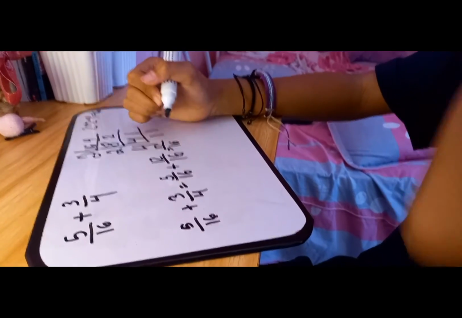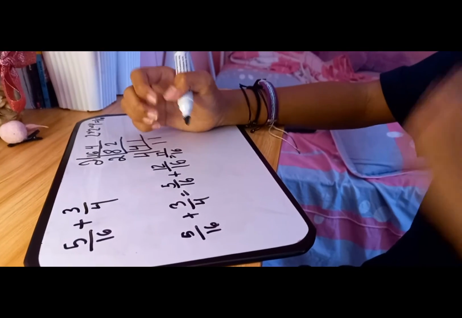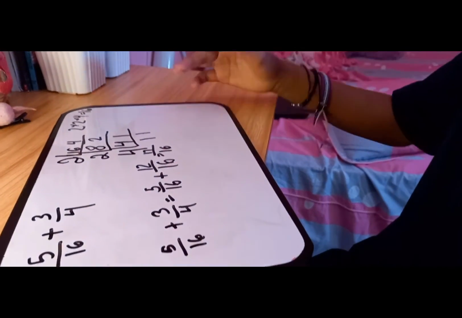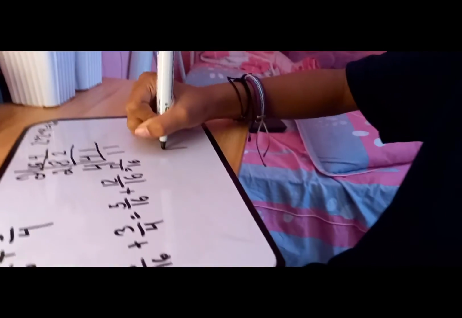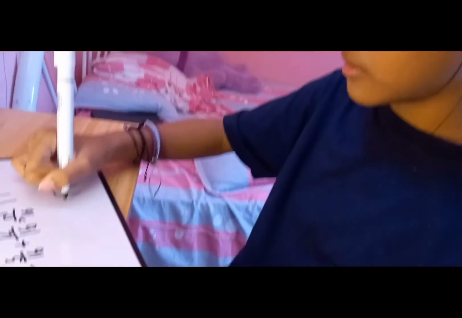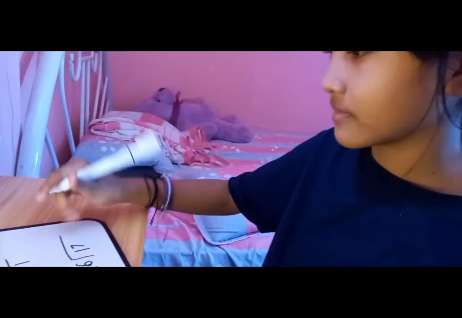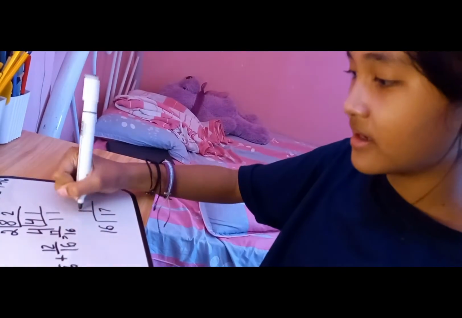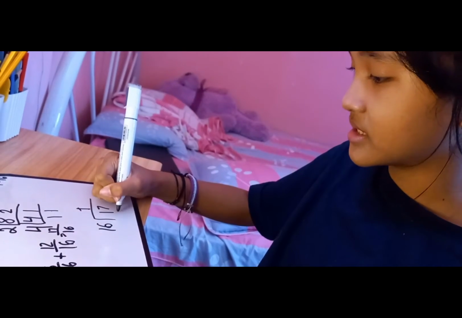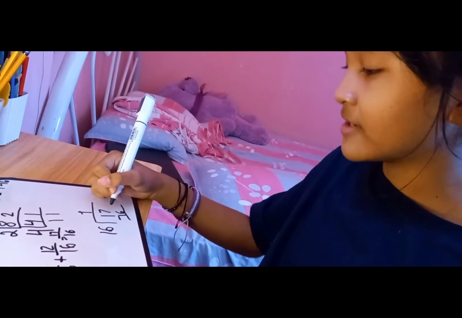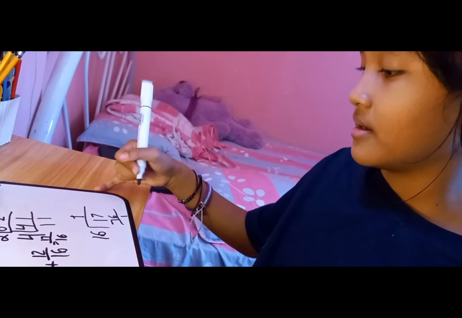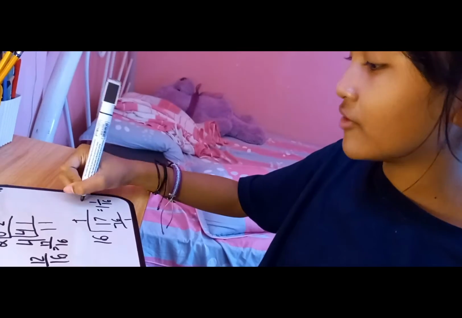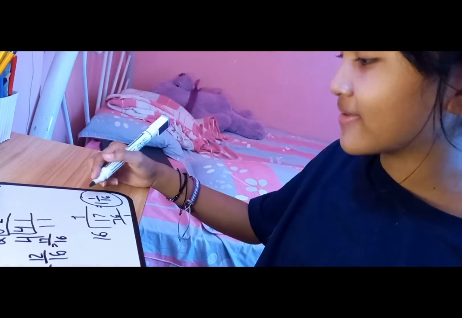Then identify if the sum can be simplified or reduced to lowest terms if possible. So we're gonna divide 17 by 16. 17 divided by 16 is 1, times 16 equals 16. So 17 minus 16 is 1. So now our final answer is 1 and 1 over 16.